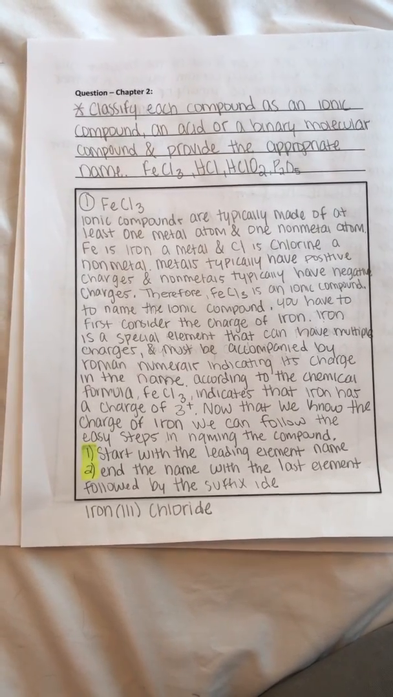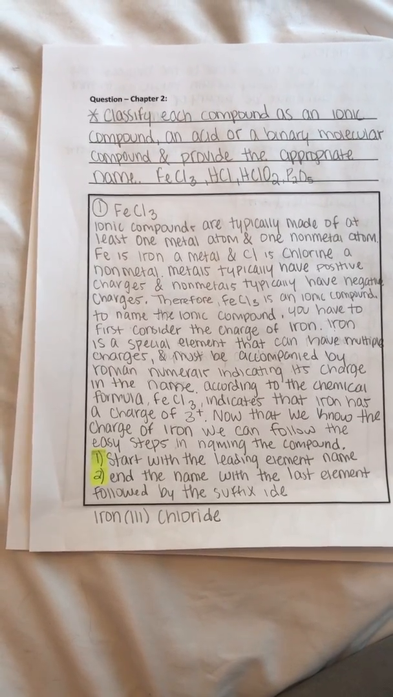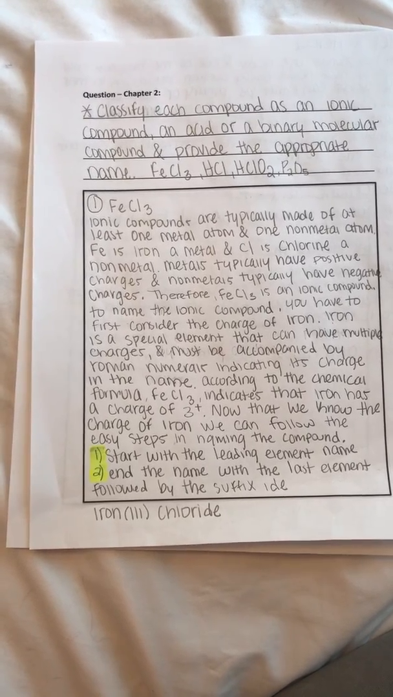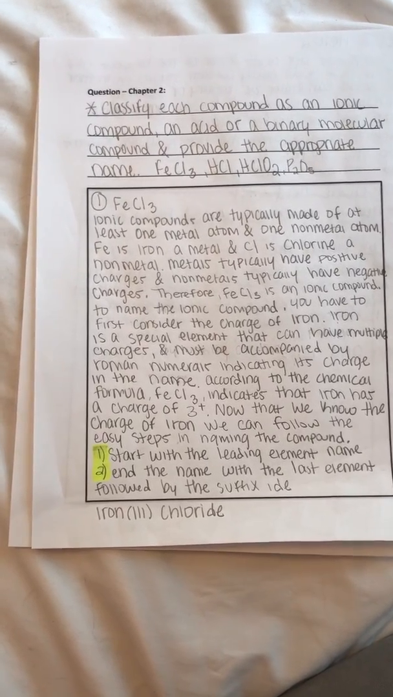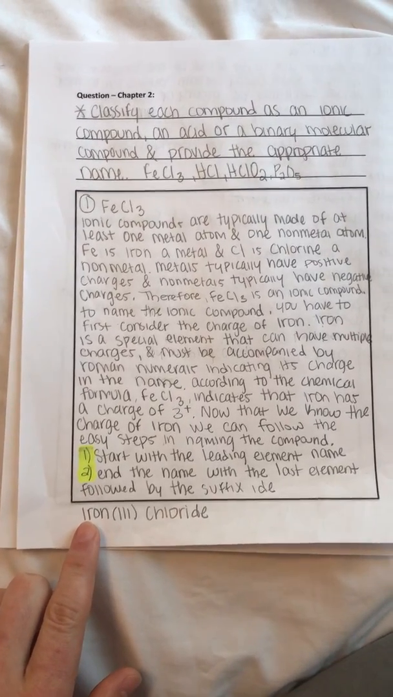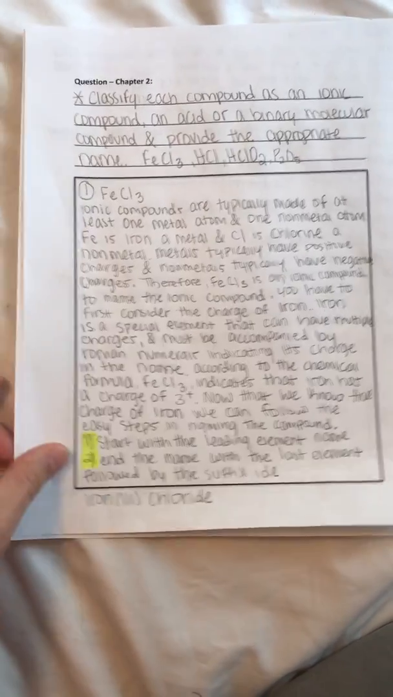First, you want to start with the leading element name, which is iron. And then secondly, you want to end the name with the last element followed by "-ide". Here you can see it's written out. FeCl3 means iron(III) chloride.